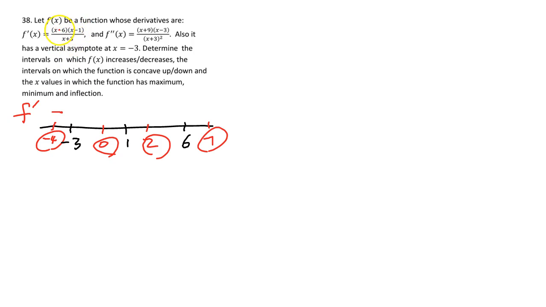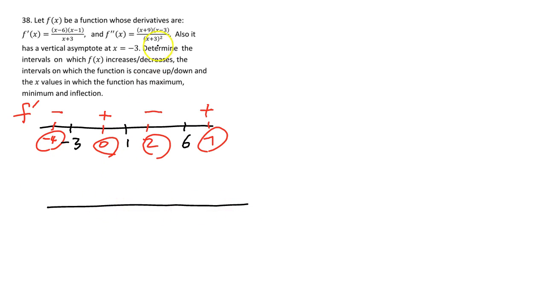So you have negative times negative divided by positive, so it's positive. If you plug in 2, negative times positive over positive, so it's negative. And if you plug in 7, everything is positive, so you know that it's positive. Okay. All right, what about f double prime?